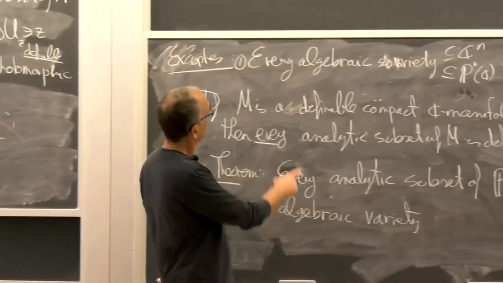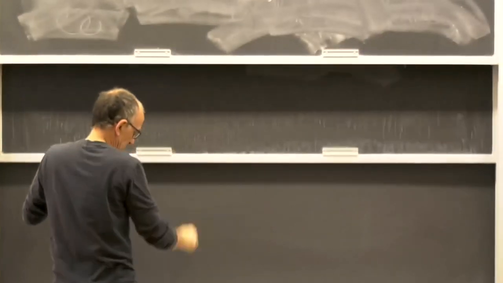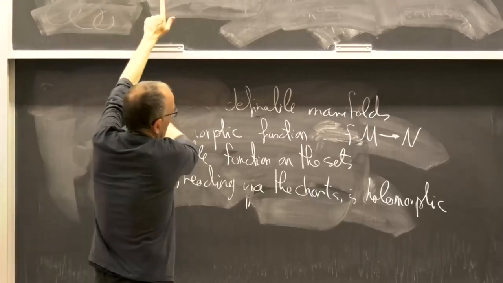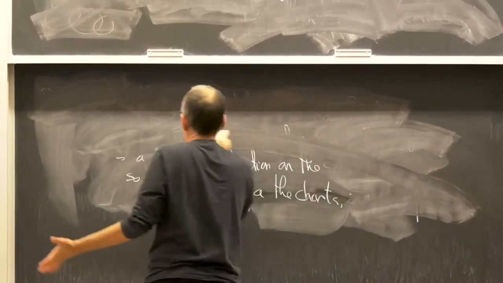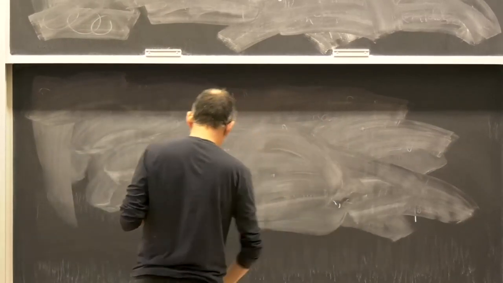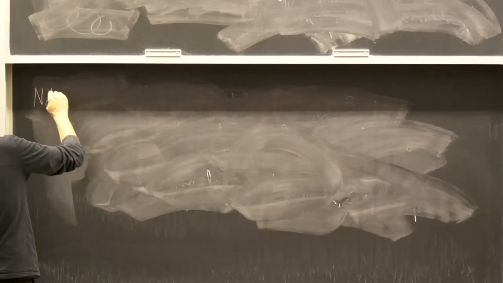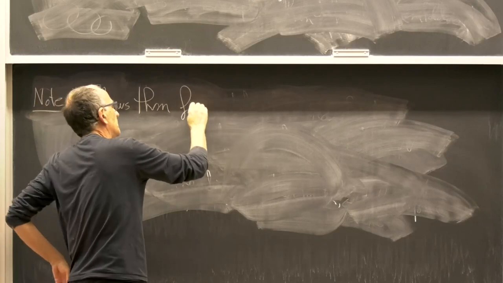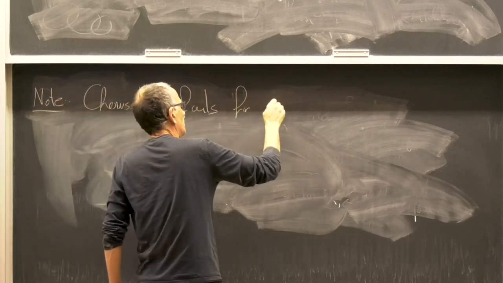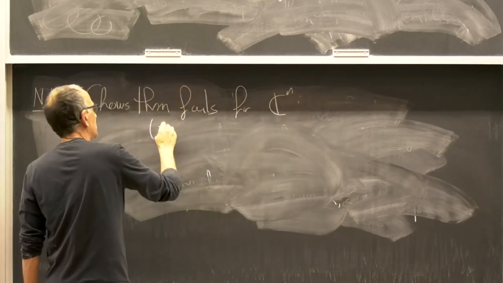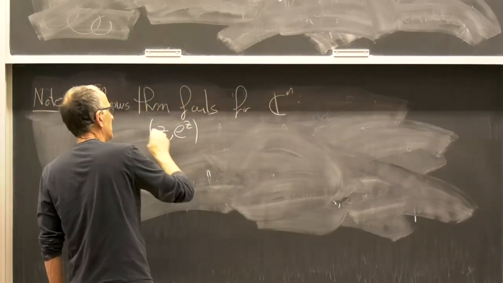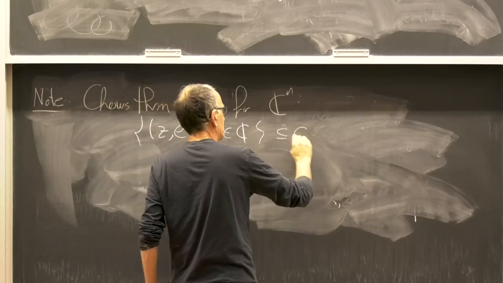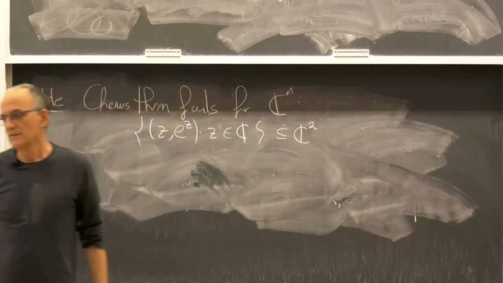Now notice that this is false for C^n, of course, but let's just remember that there is no affine version of that because there are many transcendental analytic functions. So let's just note, as written, Chow's theorem fails for C^n, because for example, the graph of e to the z, z in C, sits in C^2.